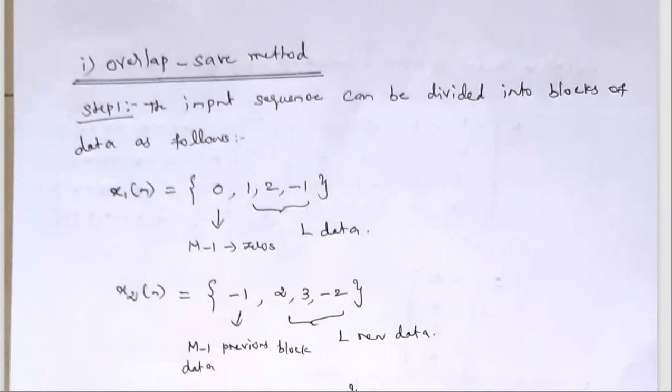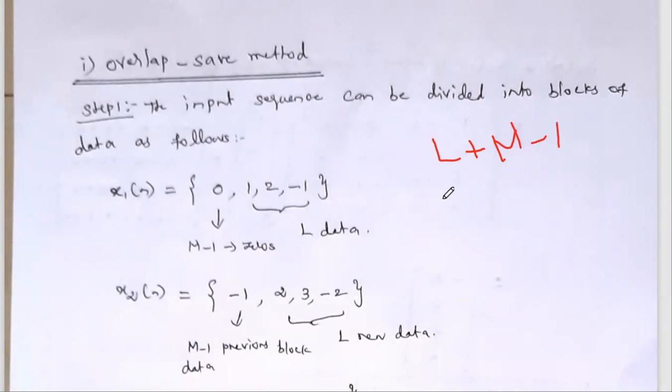Okay, in both cases, the input sequence x of n, the lengthy sequence, you must divide into blocks of data. Okay, it is the first step. So we have to assume the length of x1, x2. What is the length of x1, x2? It is L plus m minus 1.